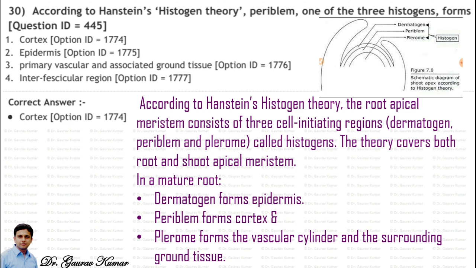According to Hanstein's histogen theory, the root apical meristem consists of 3 cell-initiating regions, the dermatogen, periblem and plerome, called the histogens. The theory covers both root and shoot apical meristem. In a mature root, the dermatogen forms the epidermis, the periblem forms the cortex, and the plerome forms the vascular cylinder and the surrounding ground tissue. So the question asks, according to histogen theory, what does the periblem form? As explained in the second point, the periblem forms the cortex. I hope you understood the answer also.